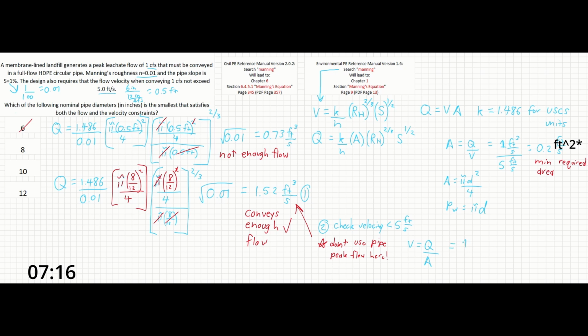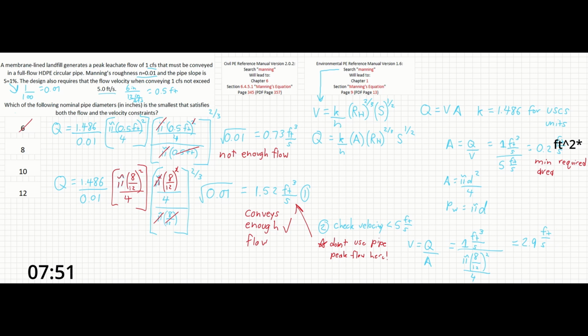Instead, we're going to write out again that V equals Q over A, plugging in our Q of 1 CFS given in the problem statement, and divided by the equation for area of the pipe, which is going to be pi times 8 over 12 quantity squared divided by 4, giving us a velocity of 2.9 feet per second. As we can see, this does satisfy the velocity constraint, so the 8-inch pipe would be acceptable for this design.